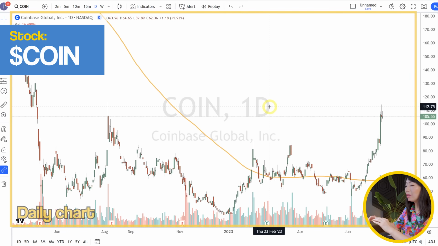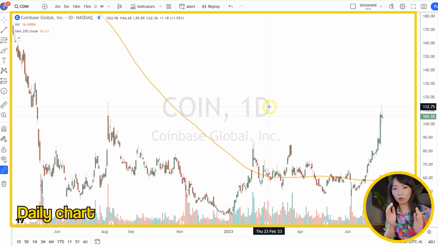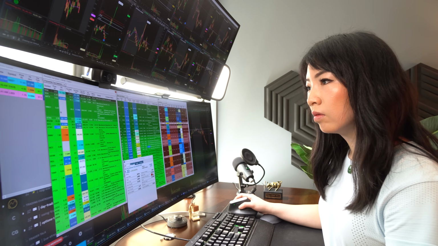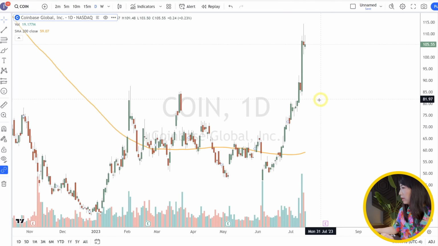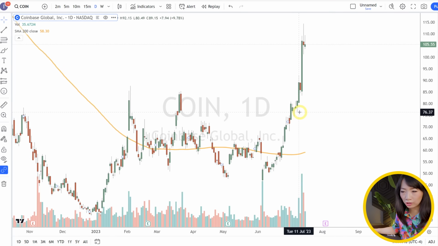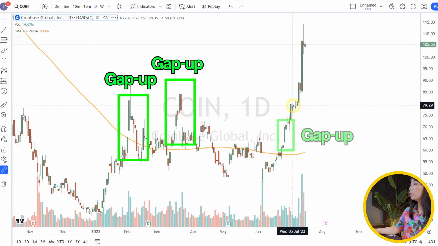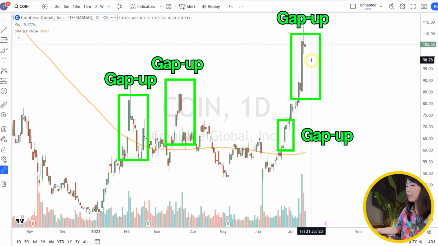To start, go to the daily chart of the stock that you're looking to trade. And how I find these stocks to trade is usually on my daily gap up scanners. So if you look at the recent daily chart of Coinbase, it's gapped up multiple times in the past. So that's the reason it showed up on my radar.